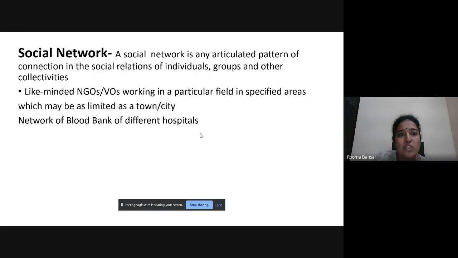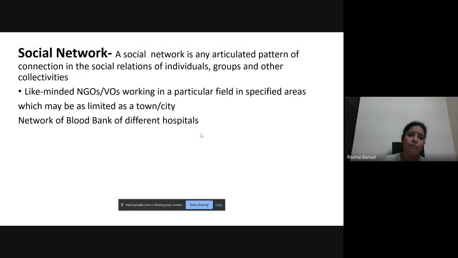Next point is social network. What is a social network? A social network is an articulated pattern of connection in the social relation of individuals, groups, and other collectivities. Like-minded people, like-minded voluntary organizations, like-minded NGOs working in a particular field in specified areas, which may be as limited as a town, city, or you can say a country also.